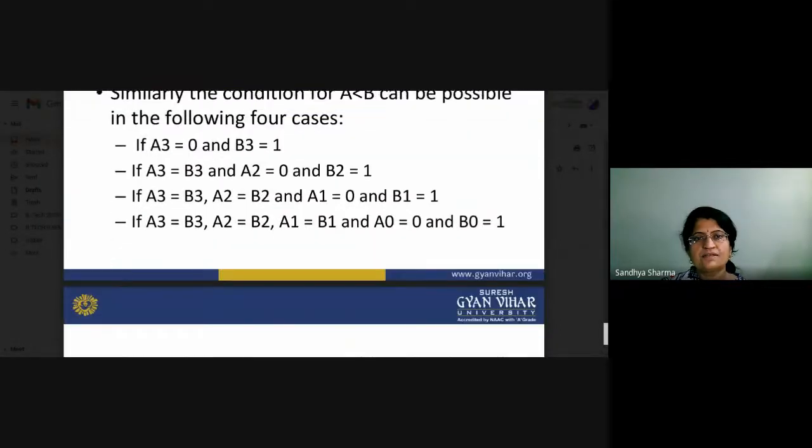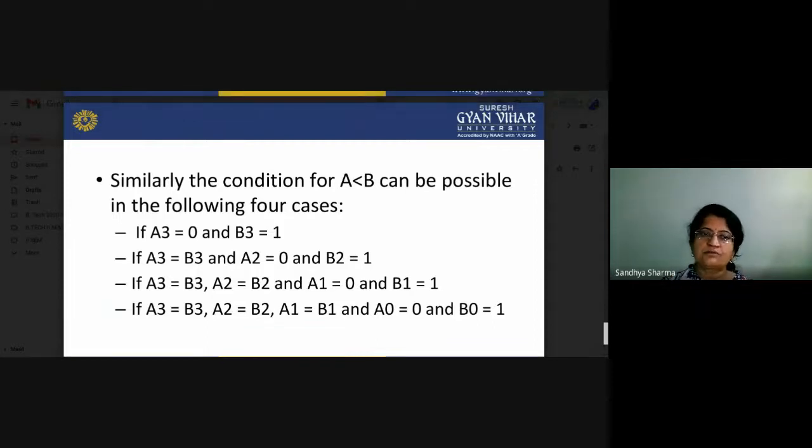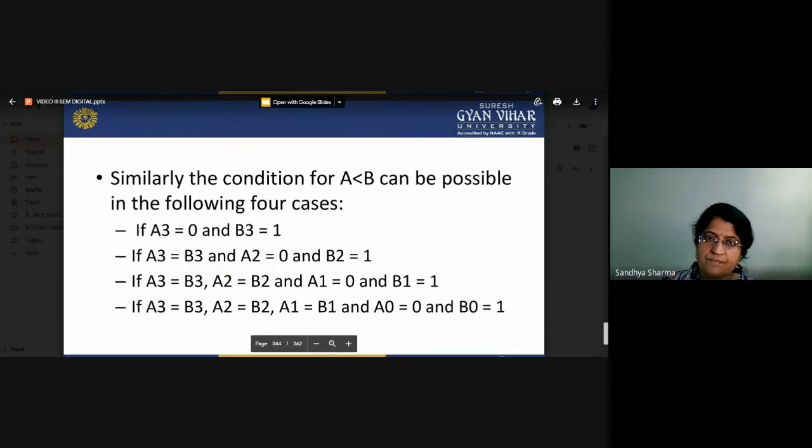Similarly, if you want to design the condition for A less than B, it is also possible. If A3 is 0 and B3 is 1. If A3 and B3 are equal but A2 is 0 and B2 is 1. If A3, B3 are equal and A2, B2 are also equal, then what about A1 being 0 and B1 being 1? And if those three are equal, then A0 is 0 and B0 is 1. So there are 4 cases for A less than B.